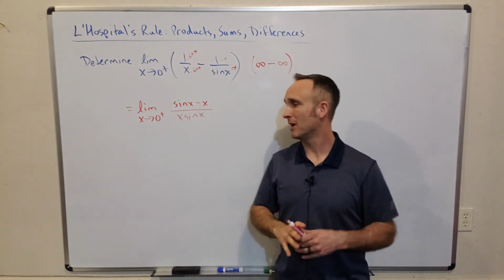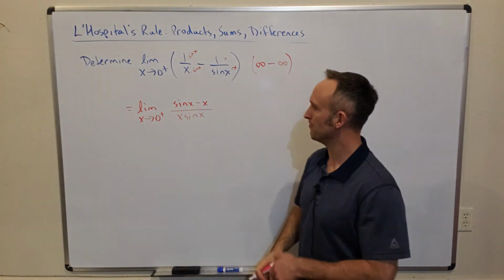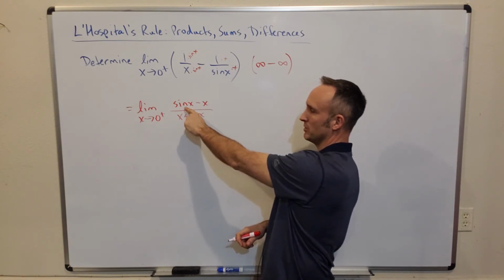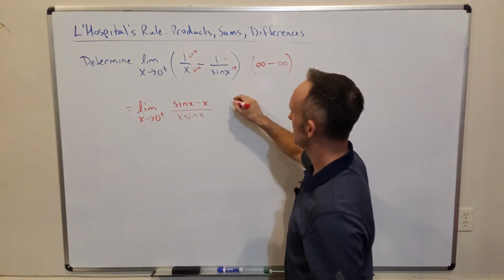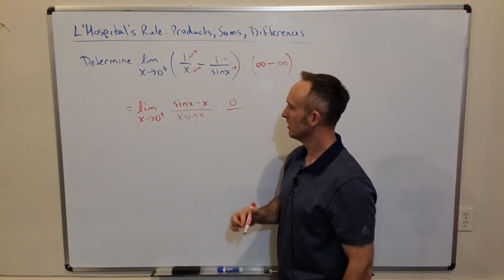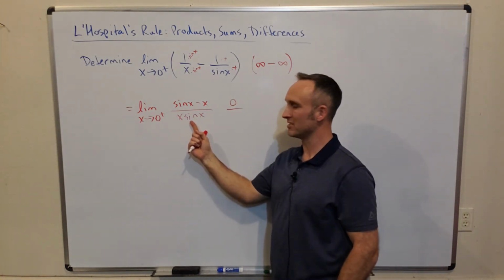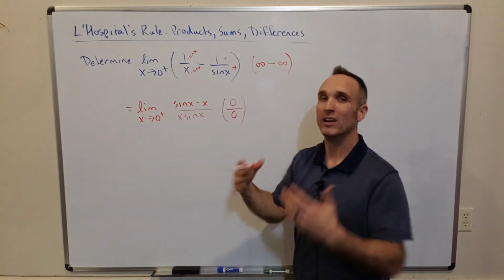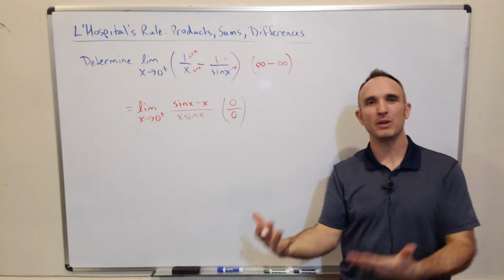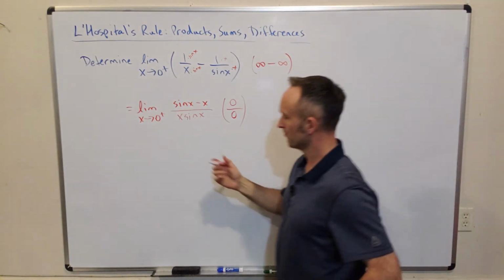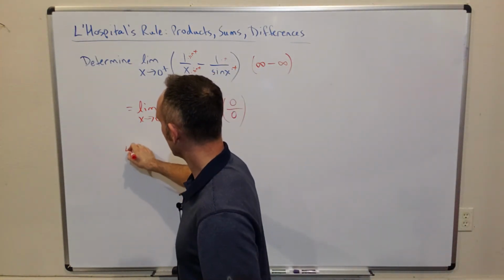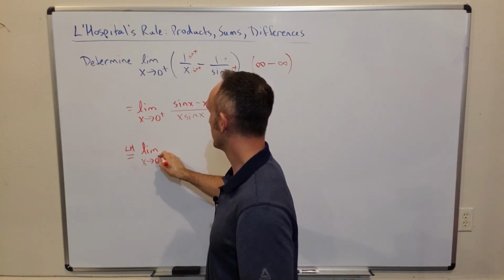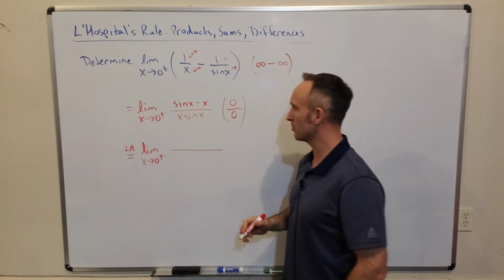And now at least I have a ratio of two functions. So I could check them out by direct substitution and see what we get. So plugging in 0 for x, I get sine of 0 is 0, minus 0 is 0. On bottom, I get 0 times the sine of 0. 0 times 0 is still 0. We're indeterminate as a ratio. Now we can apply L'Hopital's directly. So I'll keep my limit, and I'll differentiate my numerator and my denominator separately.